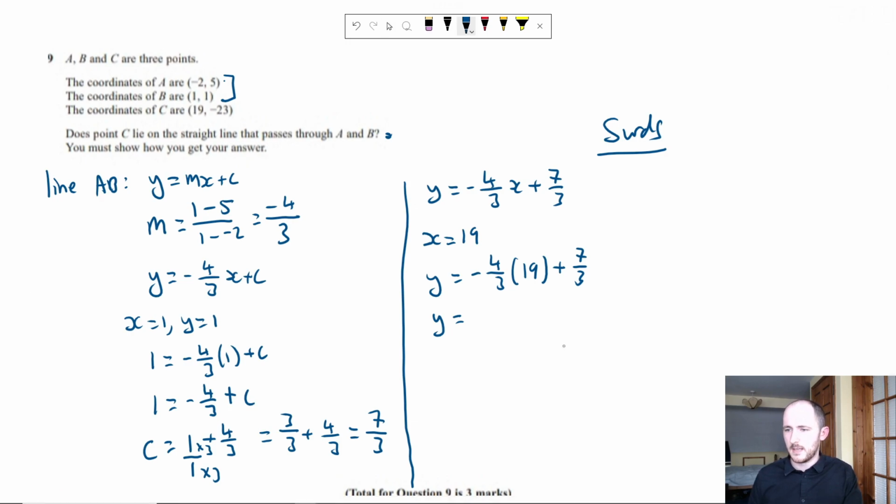So negative 4 over 3 times 19. Just do 4 times 19, which is 76. So minus 76 over 3 plus 7 over 3. So that would be minus 69 over 3, which is minus 23. So it does lie. So C lies on the line.